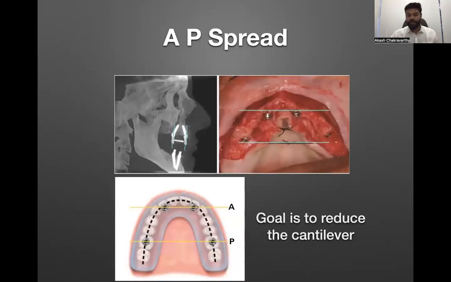Okay, so this is about AP spread, the distance between the anterior most implant and the posterior most implant. The goal is to reduce the cantilever, and the more the AP spread, the more cantilever we can go backwards.